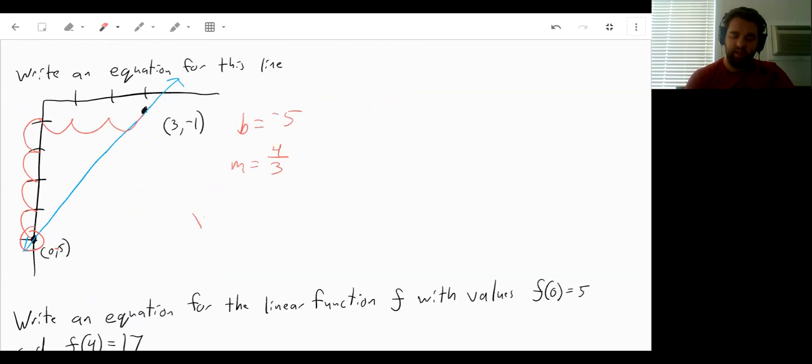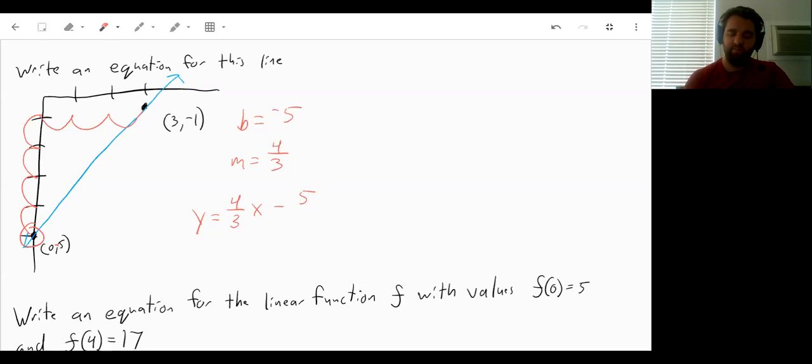So our equation then is y equals 4/3 x plus -5. Or you could also say plus negative, that's the same as just a -5. Either would work, but that's all the more there is to that section.